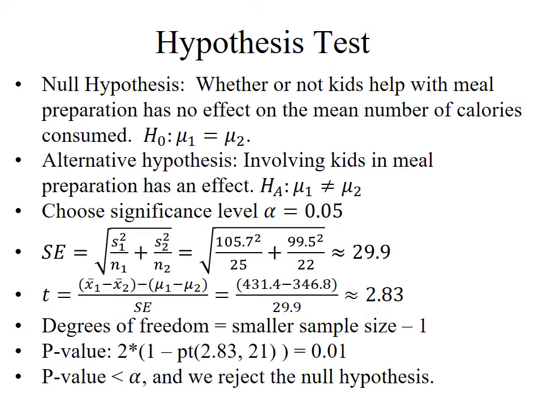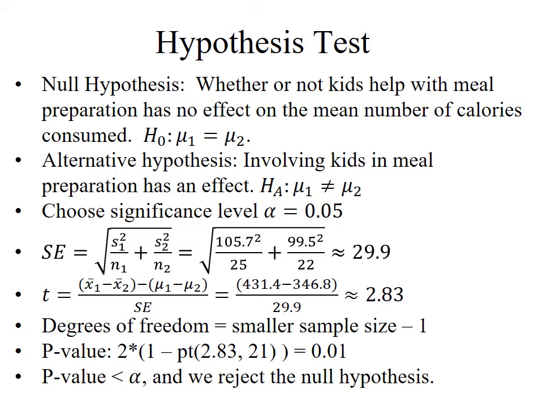All right, we need our test statistic, a t-test statistic, because this is based on sample standard deviations. In this case, I want to compare the difference I got, the difference between my two sample means, with what the null hypothesis says. Well, in this case, the null hypothesis says there should be no difference at all. So mu1 minus mu2 would be just 0. And my numerator is just x bar 1 minus x bar 2. So that's 431.4 calories minus 346.8 calories, all divided by 29.9. And that's a test statistic of 2.83 standard deviations. That looks like that might be statistically significant. That's more than a couple.